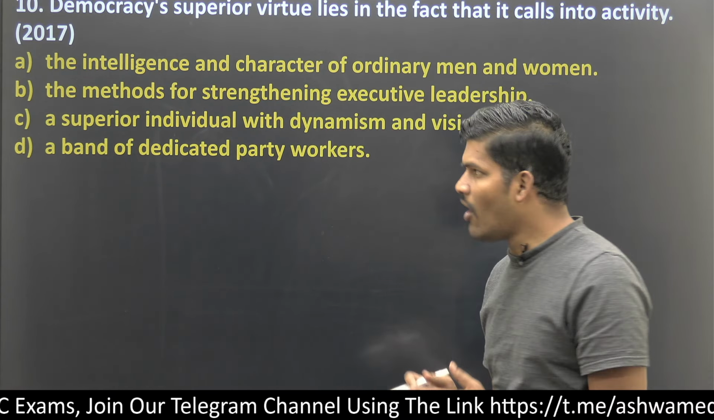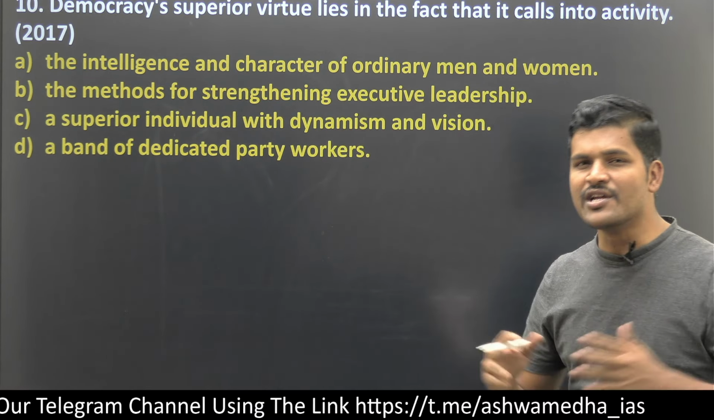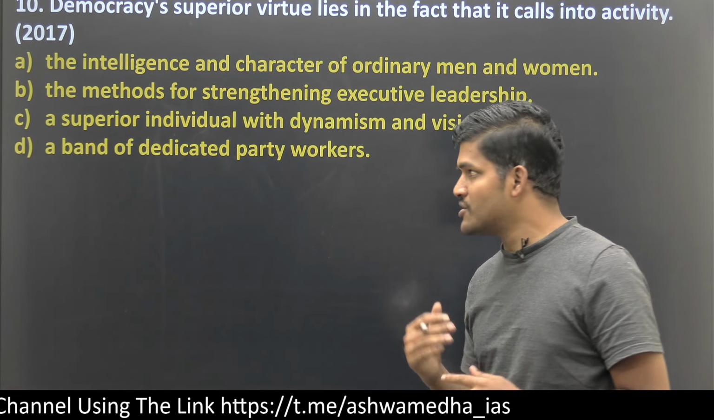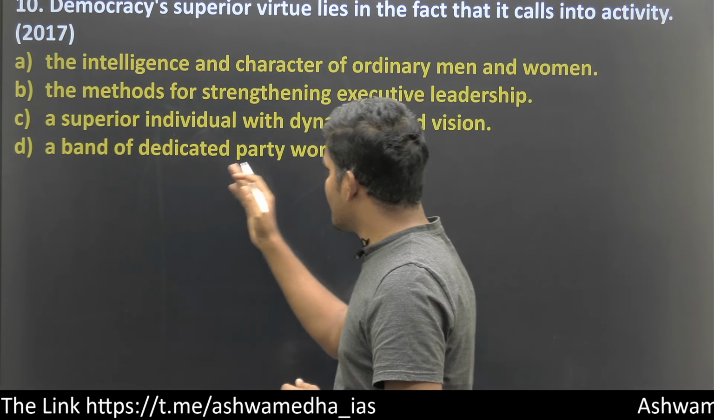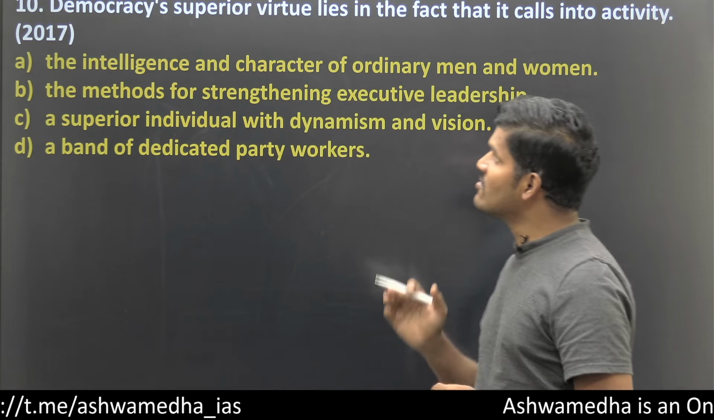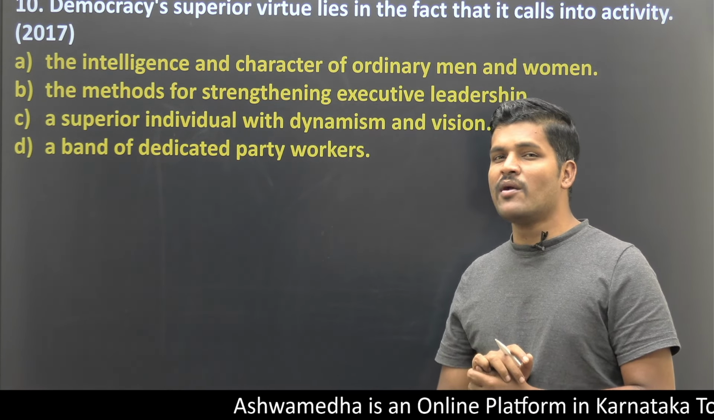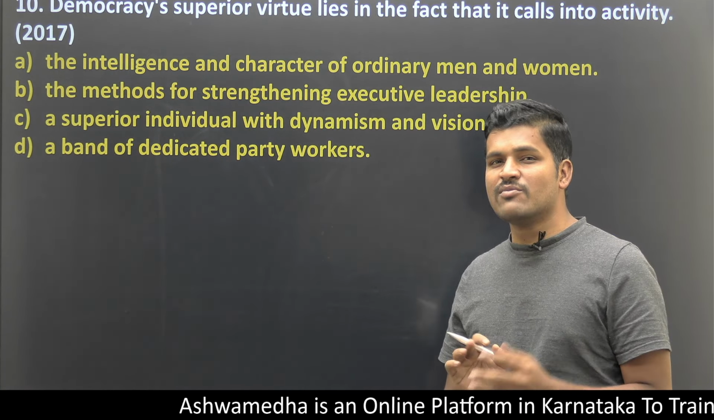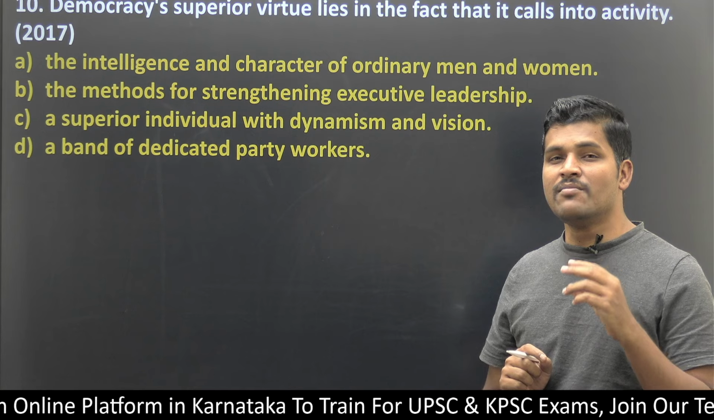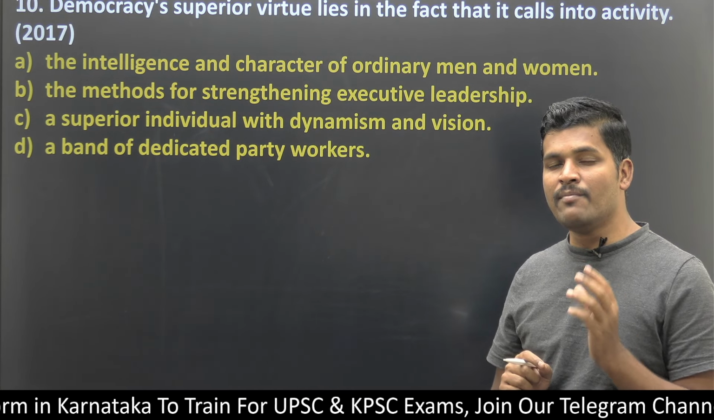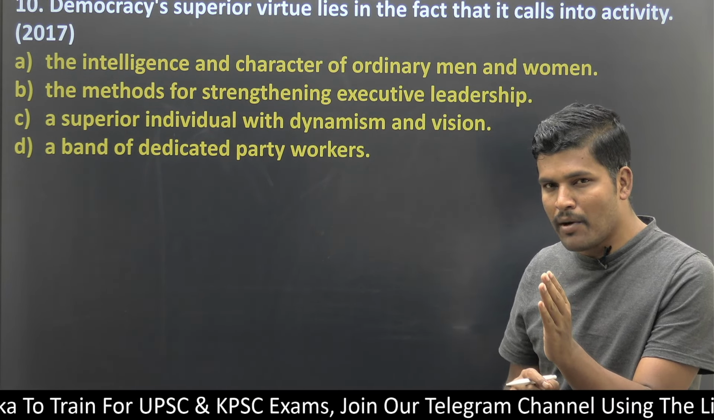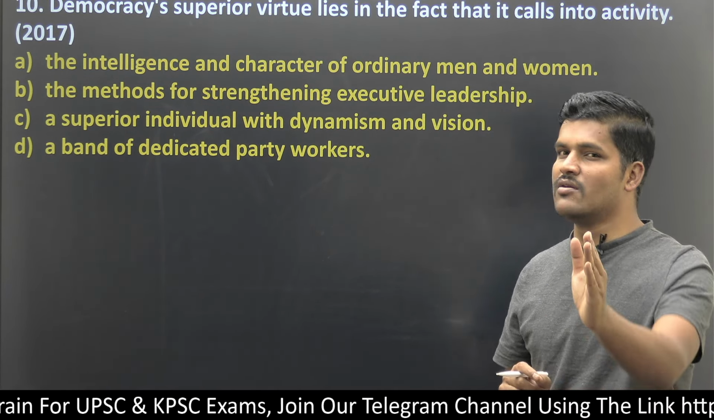If you see option D, outrightly we can eliminate this option. A band of dedicated party workers. No, that is not a democracy's superior virtue. It is not about the party system. It is about a common man system. It makes a nation of people who are loyal to the person, not to the party, not to the constitution. So option C and option D can be eliminated easily.